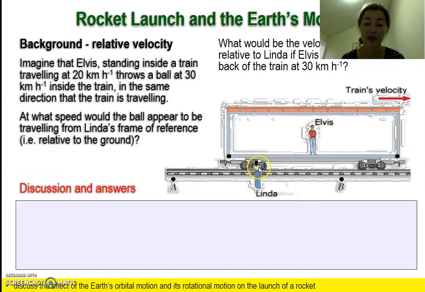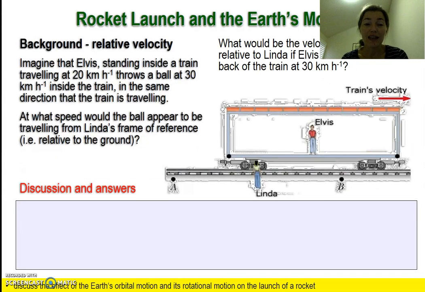Now let's consider ourselves as Linda, as Linda's reference frame, or the frame of reference is Linda's. Now Elvis is not only moving within the carriage at 20 kilometers per hour, but he is also throwing a ball forwards in the same direction as the train at 30 kilometers per hour. Now, what is the relative speed of the ball being thrown to Linda? And then also consider what it is to Elvis. Have a pause, think about it, and come back for the answer.